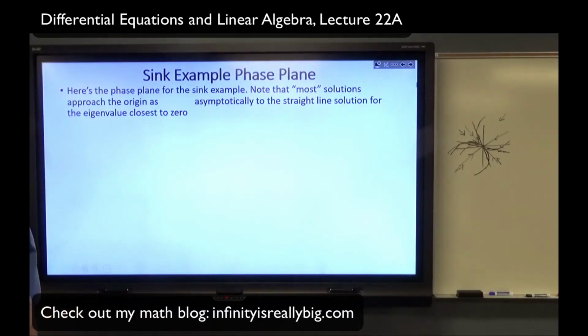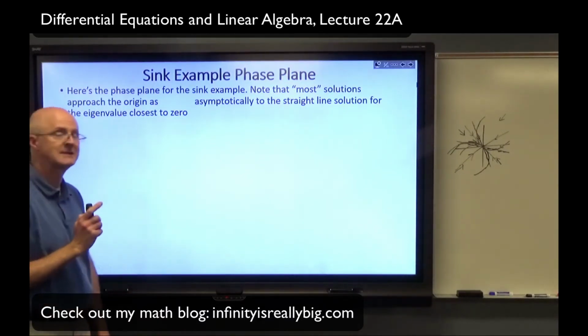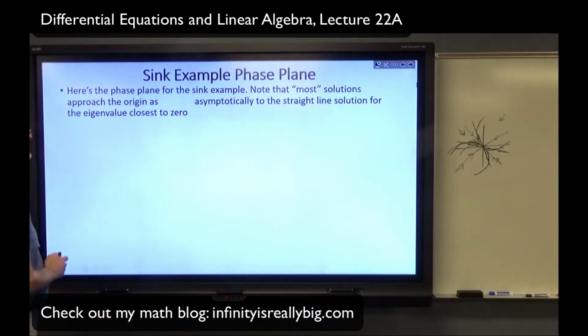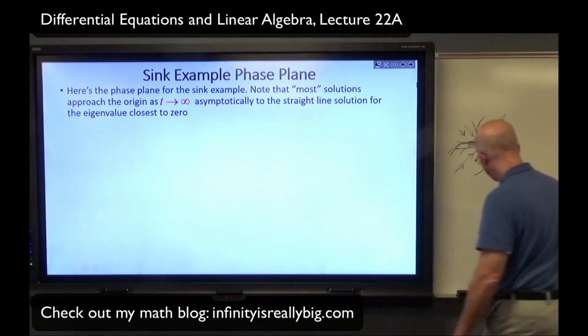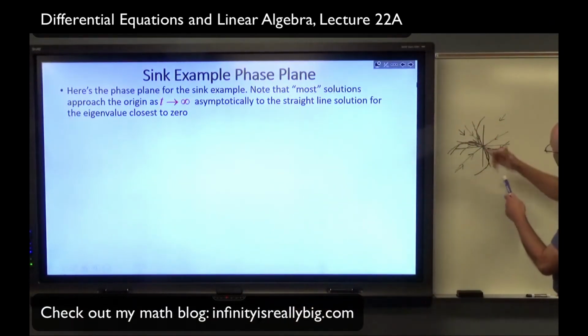Here's the phase plane for the sink. I'm also going to note something else that's kind of subtle. Most solutions approach the origin as t goes to infinity asymptotically to the straight line solution for the eigenvalue closest to 0. That's a mouthful. What do I mean here? Well, this line of straight line solutions corresponds to the eigenvalue closer to 0.